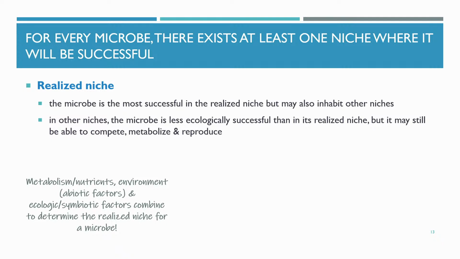And so I want to introduce another term called a realized niche. A realized niche basically is also considering that interaction with other living factors in that area and where it can be most successful. So the microbe is most successful in the realized niche, but it can also inhabit other niches. And so in other niches, it's probably less ecologically successful than in its realized niche, but it still may be able to compete, metabolize, and reproduce.